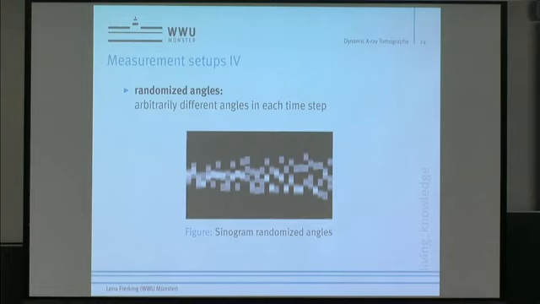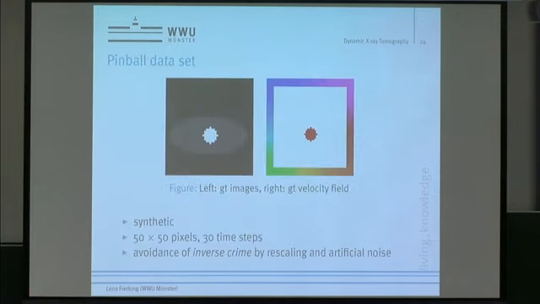Then the sinogram does look a little bit weird, but this is just what we get when we measure from random angles. Okay, now of course we also want to see some results. So the first data set I want to show you is a synthetic data set that we implemented in order to also get some error measures in the end.